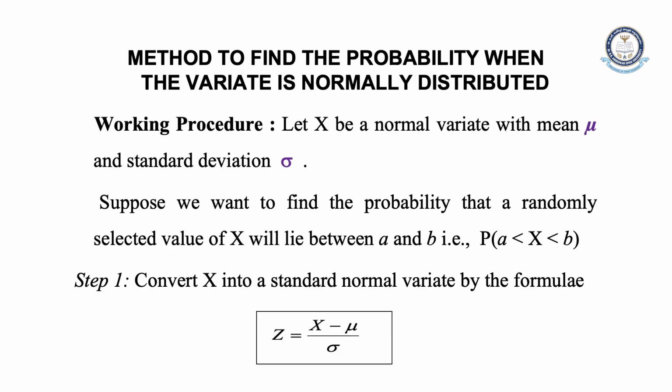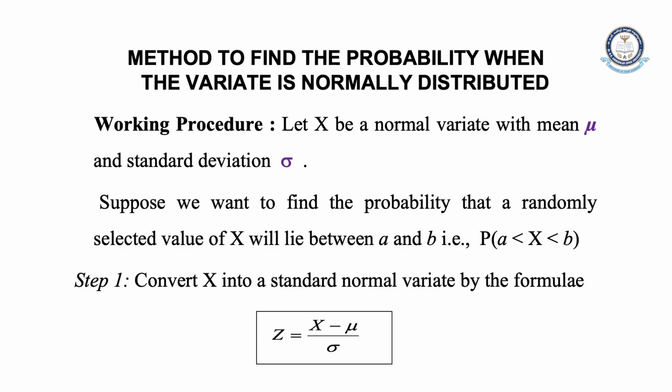The working procedure for the normal distribution is as follows. Let x be a normal variate with mean mu and standard deviation sigma. These two, mu and sigma, are the two parameters of the normal distribution. Suppose we want to find the probability that a randomly selected value x lies between a and b. That is the probability of a less than x less than b, which is nothing but the area between a and b under the normal distribution.